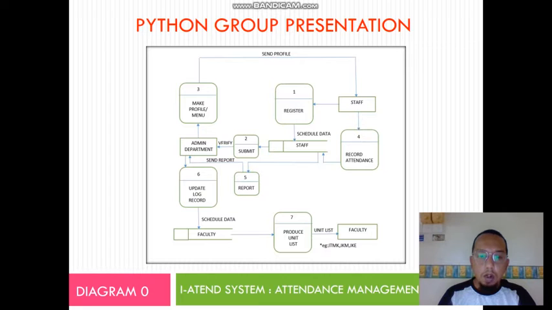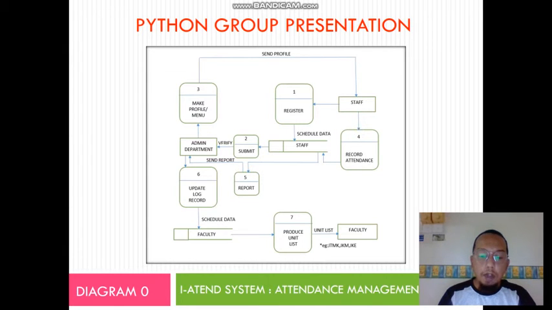Assalamualaikum warahmatullahi wabarakatuh. Okay, next I'm Arbillah bin Abdullah. We'll go through and discuss diagram 0 for the IIT system. Firstly, I want to explain about a data flow diagram. The context diagram before only shows a basic overview of the whole system or process being analyzed. But for diagram 0, we'll show more process details about the system.